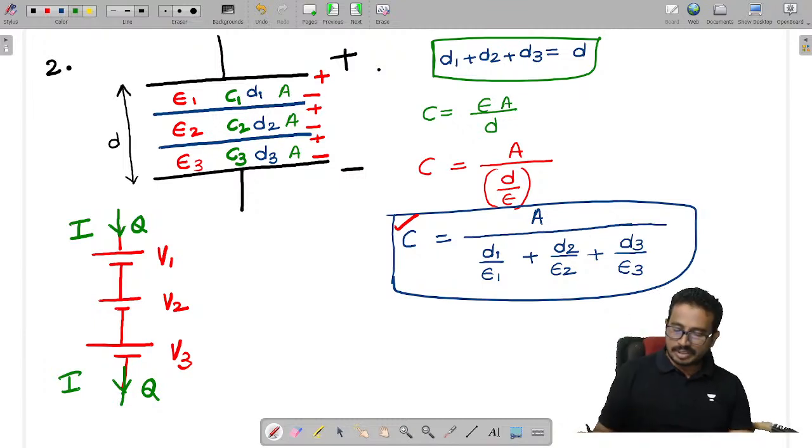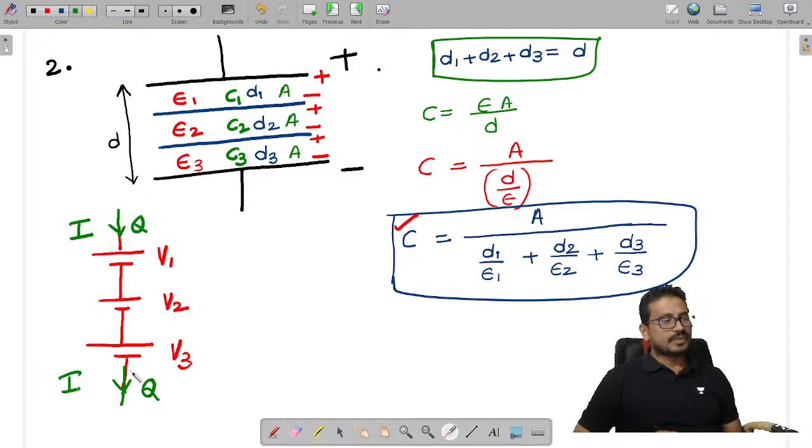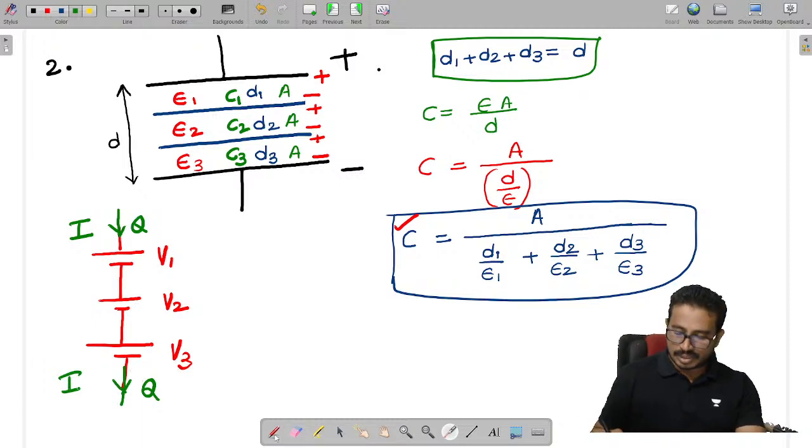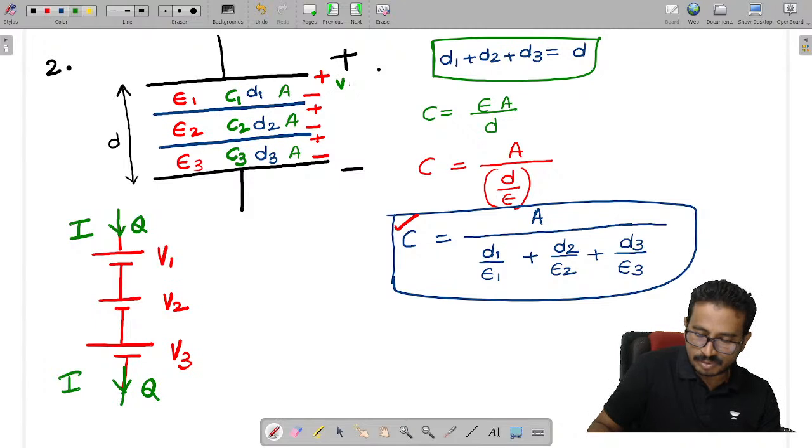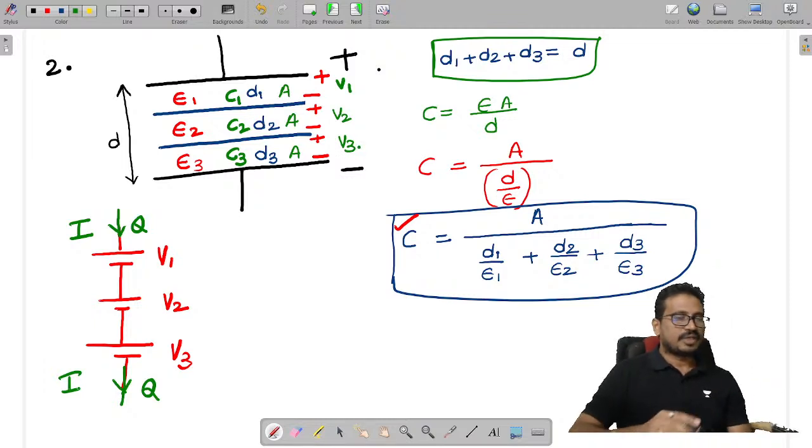But what about the potential? Will the potential change or not? It will be V1, V2, V3. So different potentials, different potential differences across the capacitors.